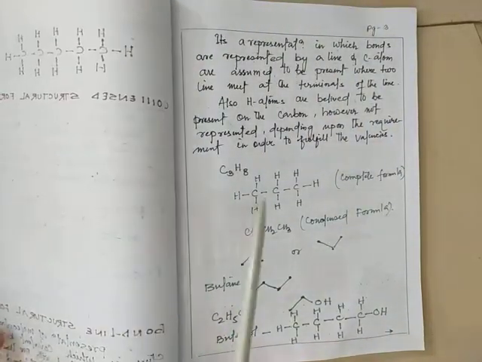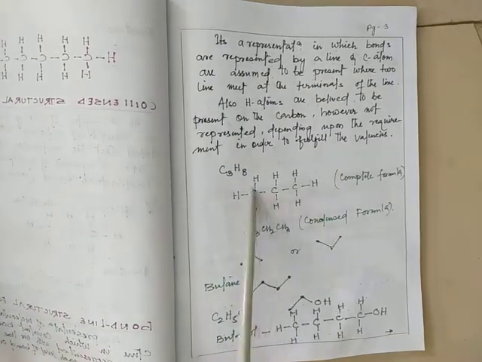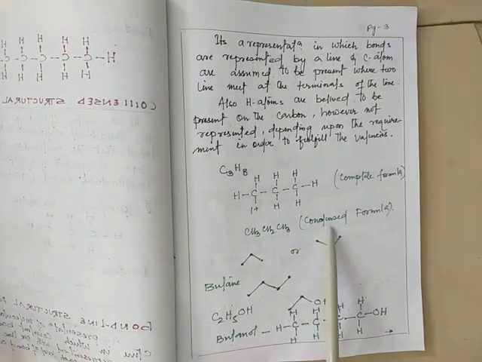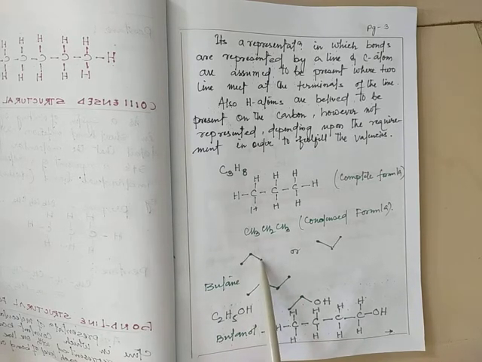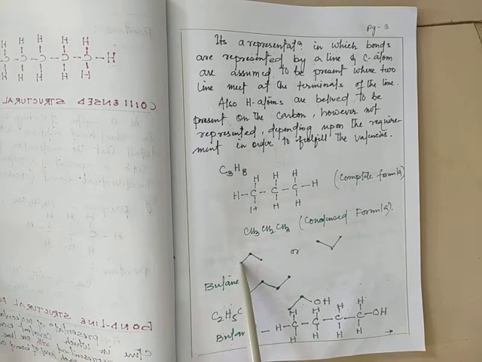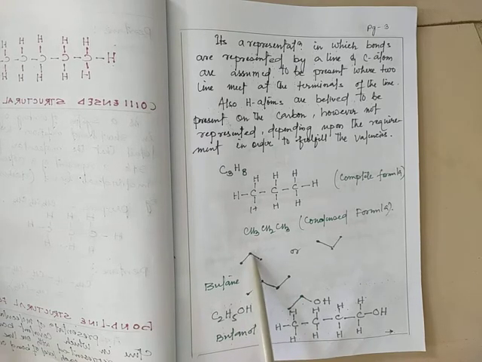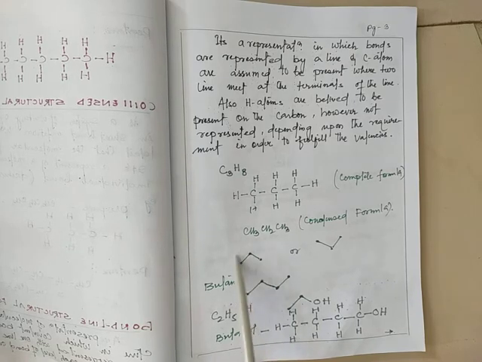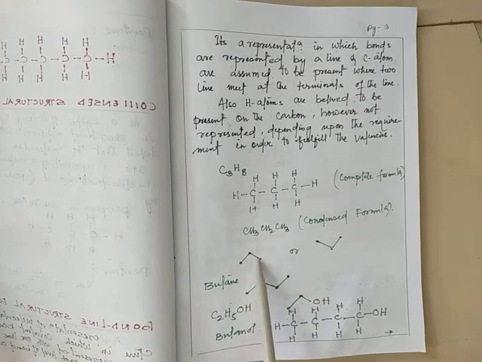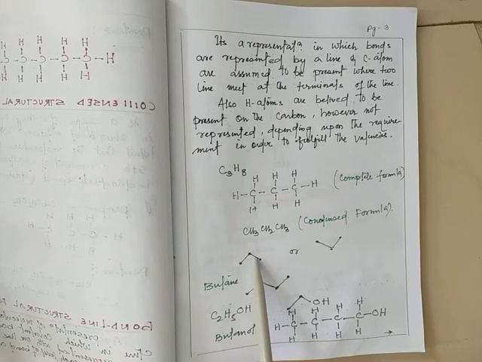Now see, this one is the complete structural formula, this one is the condensed, and this is the bond line structure. See here 1, 2, 3: this dot is a carbon, here also one carbon, here also one carbon, that means 3 carbons are there. We can connect these 3 carbons like this also. So this one is the bond line structure.